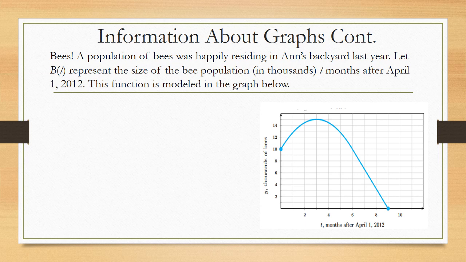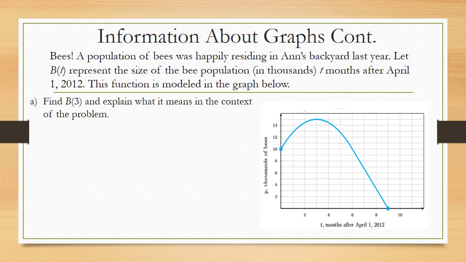Let's look at another example. Bees. A population of bees was happily residing in one of our fellow colleague Anne's backyard last year. Let B of t represent the size of the bee population in thousands, t months after April 1st, 2012. This function is modeled in the graph below.